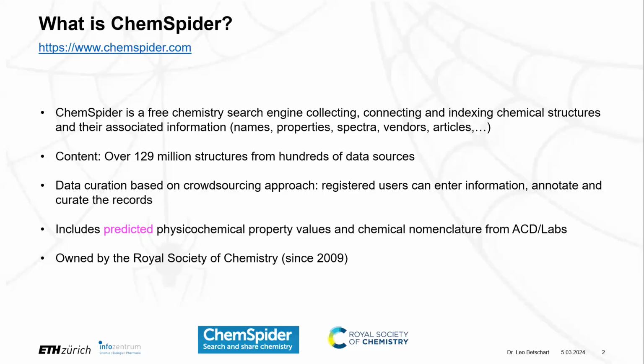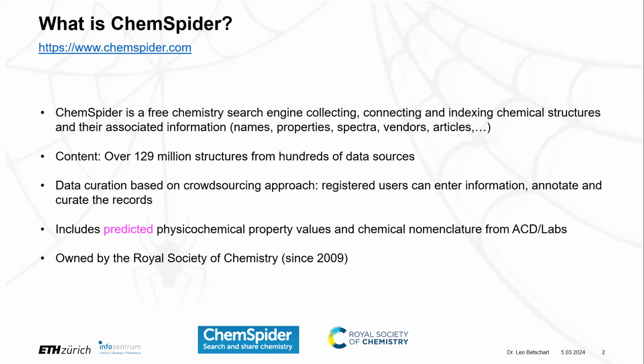What is ChemSpider first? You see the URL here. I will give you a demo afterwards. So this is a free database that anybody can access with an internet connection. It has more than 120 million structures from a very broad variety of data sources. And it is based on a crowdsourcing approach. I will show you afterwards also what that means, and includes predicted physicochemical properties.